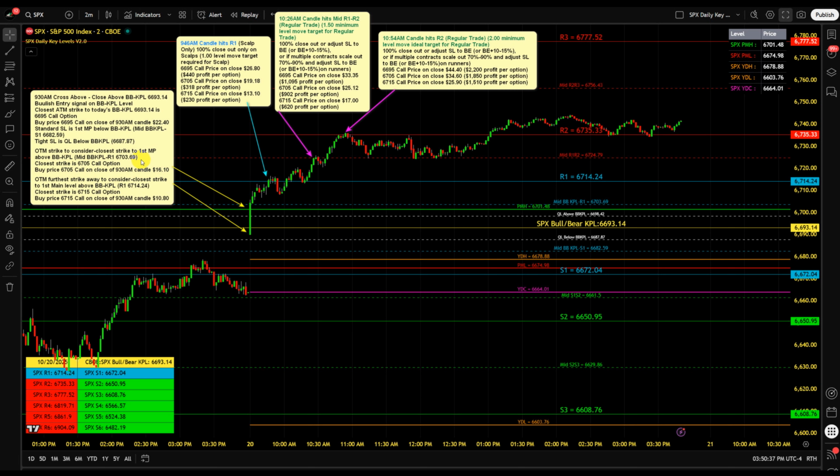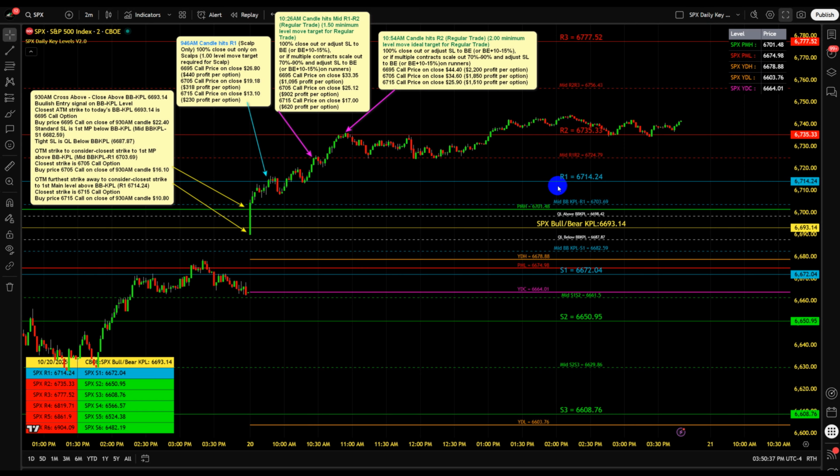All right, so in this case, the 67.05 on the close of this candle was $16.10. The furthest strike away that we could consider for this bullish trade off the BBKPL, the 67.15, was $10.80 on the close of this candle.